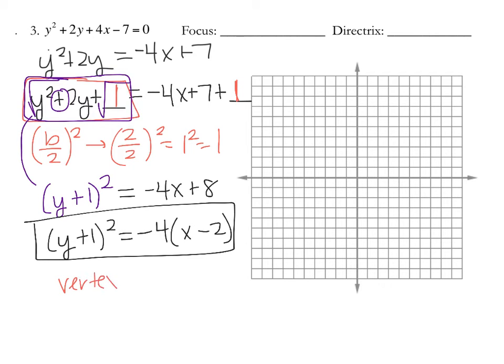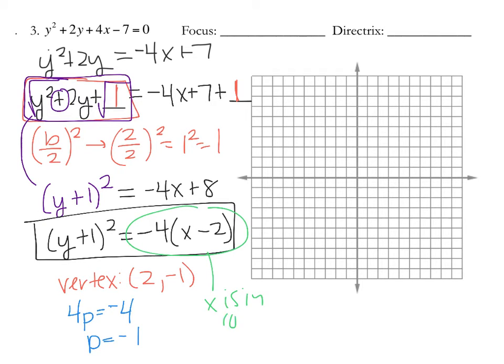The vertex is going to be 2, negative 1. And then our value for p, if I do 4p equals negative 4, p is going to be negative 1. And I know looking at this that x is in control. So let's start graphing this stuff. Over 2, down negative 1.